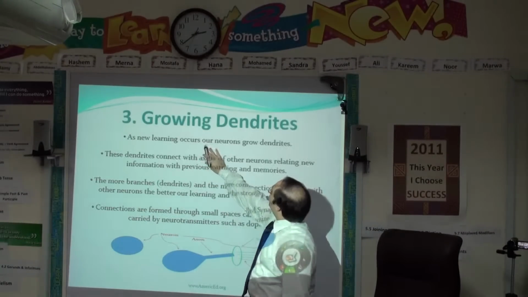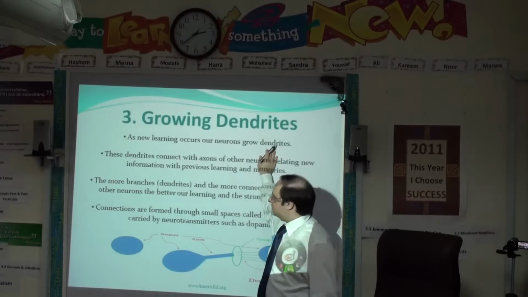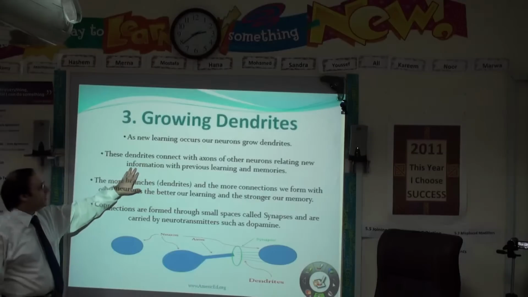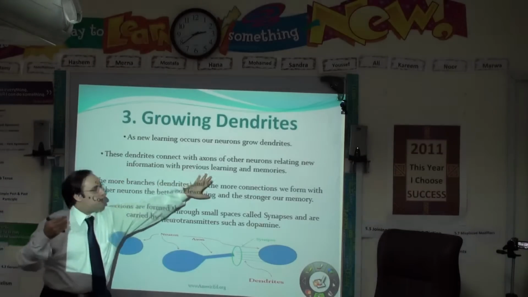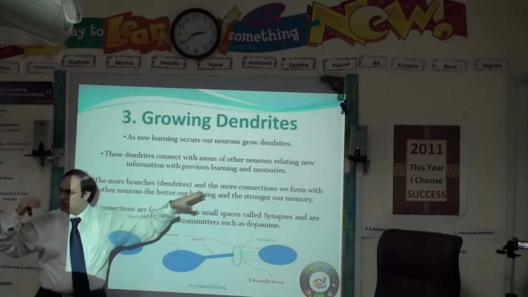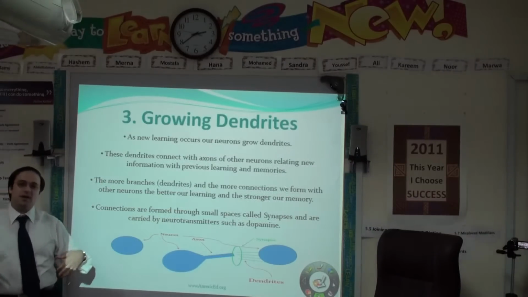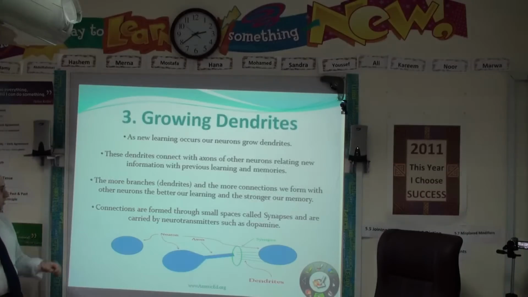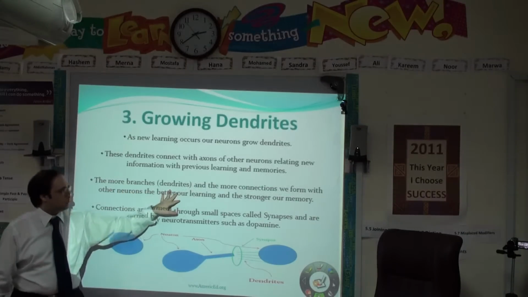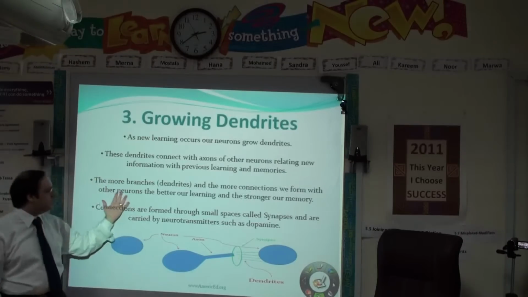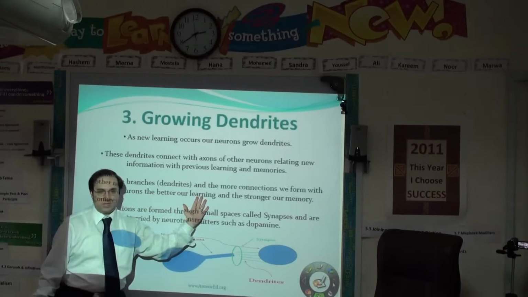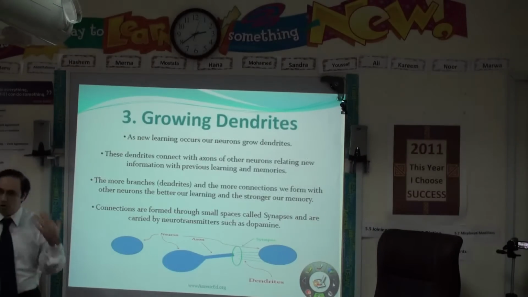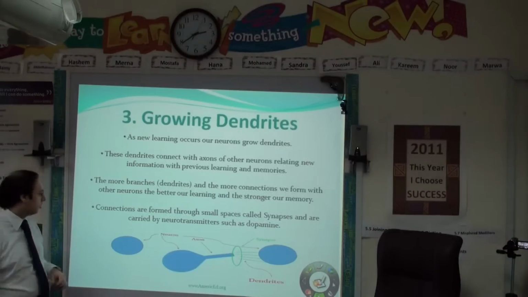As new learning occurs, our neurons grow dendrites. These dendrites connect with axons of other neurons, relating new information with previous learning and memories. So I learn something now, and I connect it to something I already know, using the connection between neurons through axons and dendrites. The more branches or dendrites and the more connections we form with other neurons, the better our learning and the stronger our memory. The more connections we form, the more dendrites we have, we learn better and our memories stay longer.